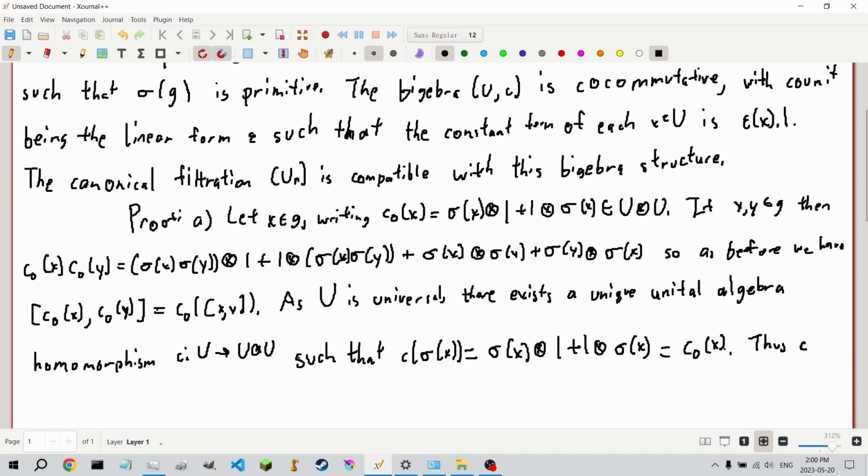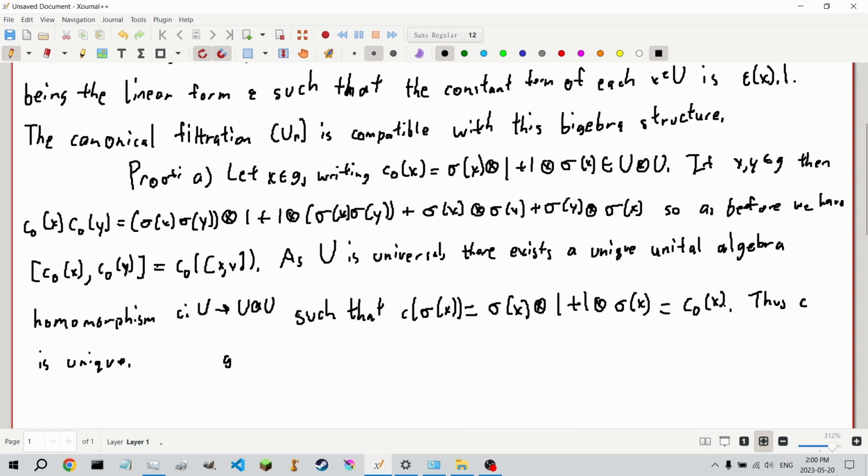Thus C is unique. And keep in mind what they're having here is just our G to U to wherever, and every map G to wherever as above. I guess in this case our whatever is going to be U tensor U. Every map to U filters through a map on U. And we have this as being our C0, so giving this as our C, I think is the idea here.